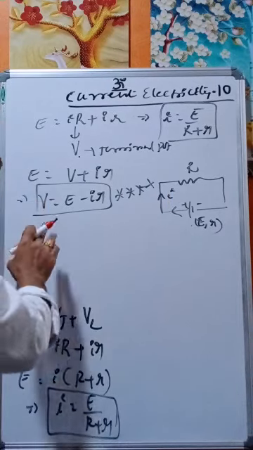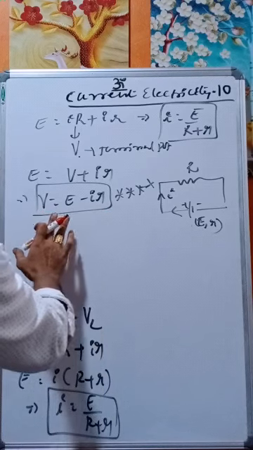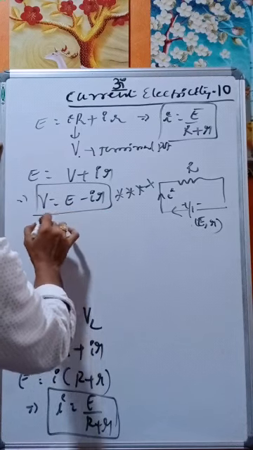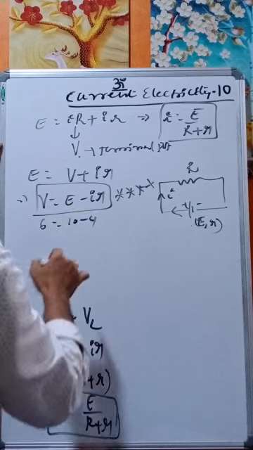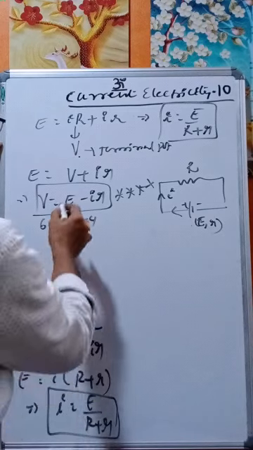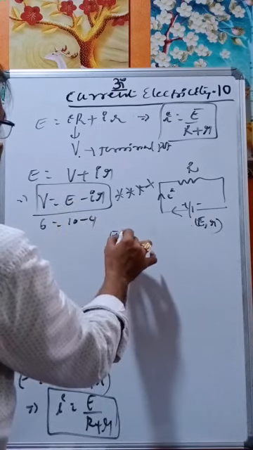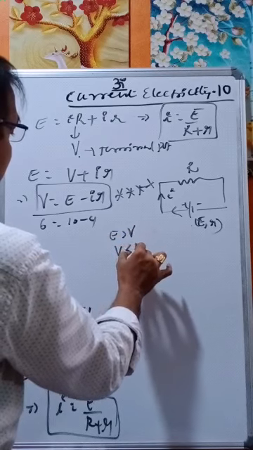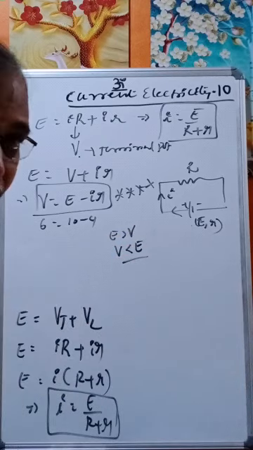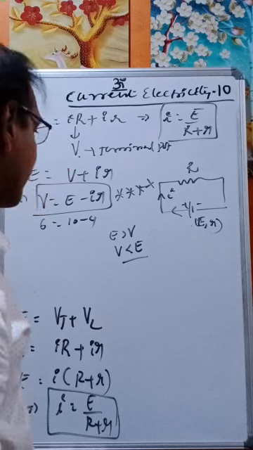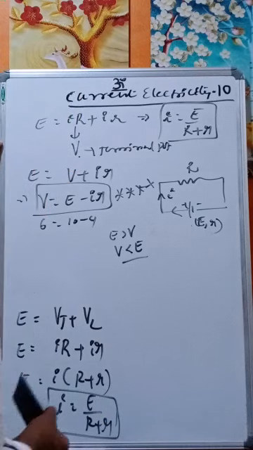Here, something like 6 is equal to 10 minus 4, isn't it? Which one is greater? Therefore, E is greater than V, or we can say V is less than E. V is always less than E.